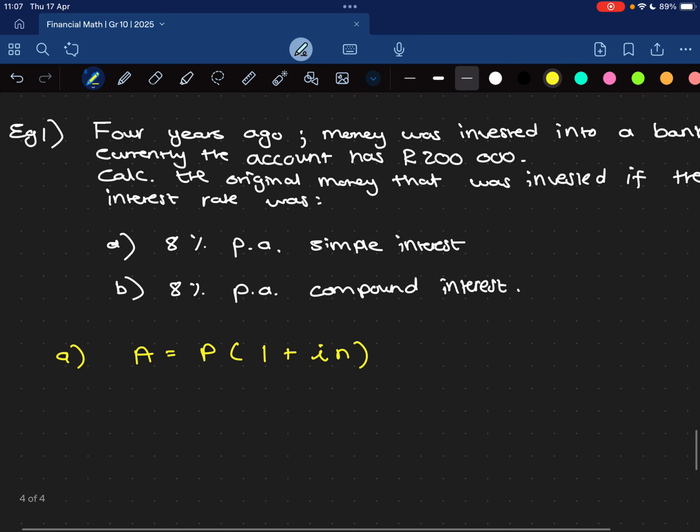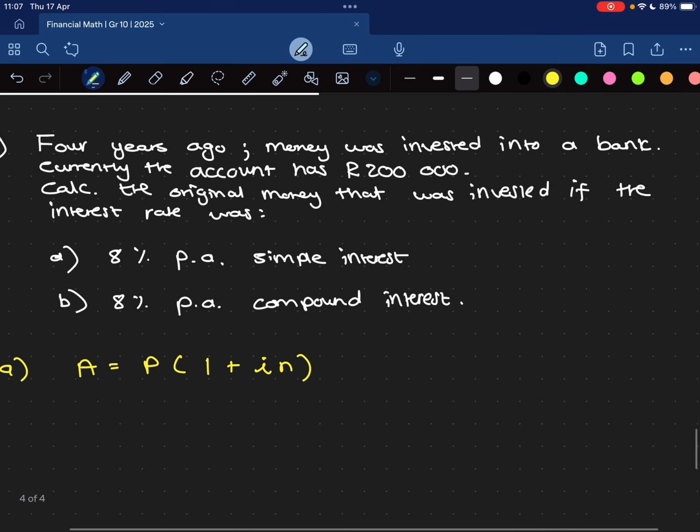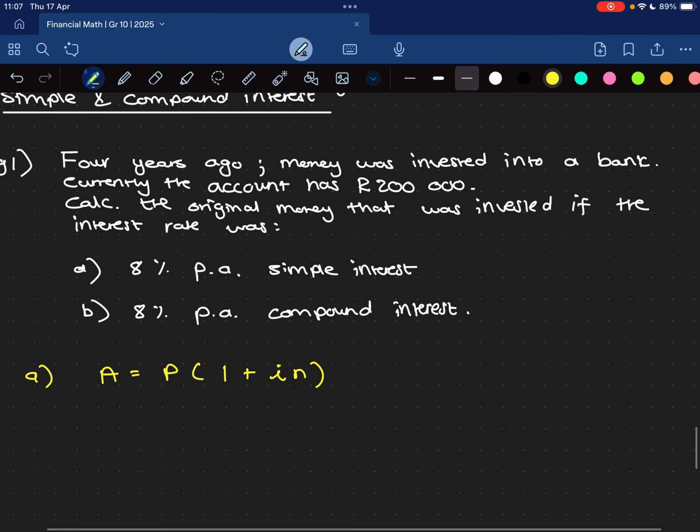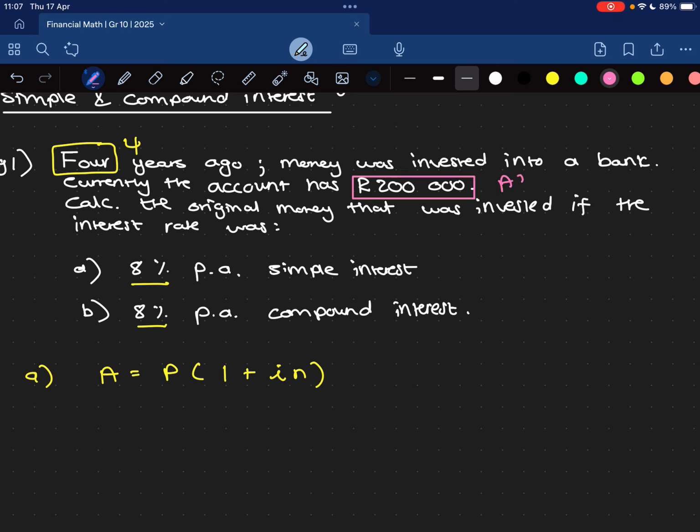Now, if you read this question, hopefully you notice the key part. It's easy to identify the interest rate. It's 8% for both of them. And it's also easy to identify the period because it's going to be 4. But now the question is, what is the 200,000? Is it going to be the A value or is it the P value?